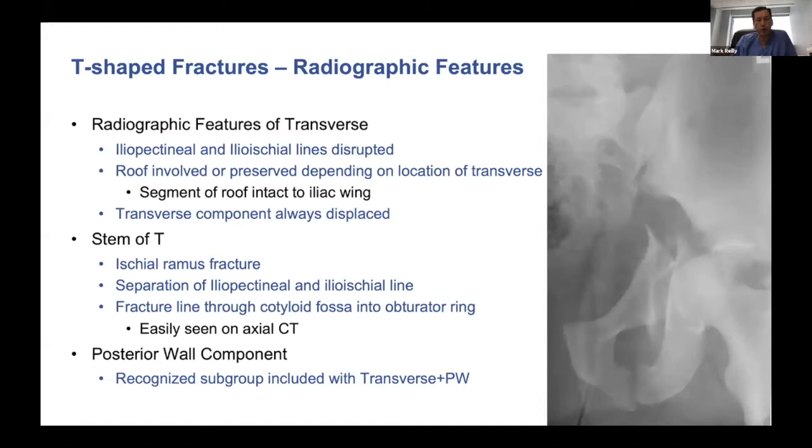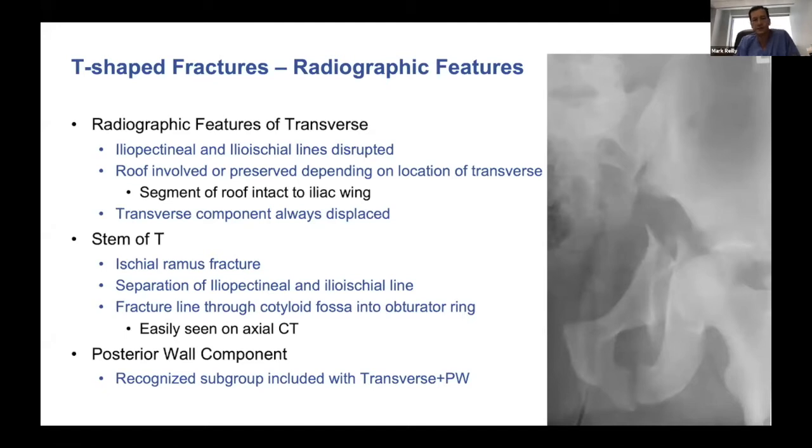The transverse component in a T-shaped fracture is always displaced. I think there was only one case of a non-displaced T-shaped fracture in Letournel's series. And the stem of the T is typically, as a secondary fracture, less displaced, or can be less displaced than that of the transverse component. So the radiographic features of the stem of the T, the most clearly seen feature will be that of the ischial ramus fracture. And so we look for that when we think we have a transverse fracture in order to see that there might be a T-shaped component to it.